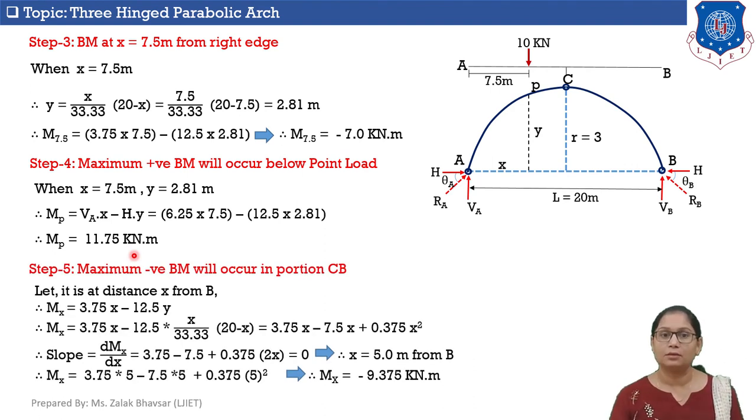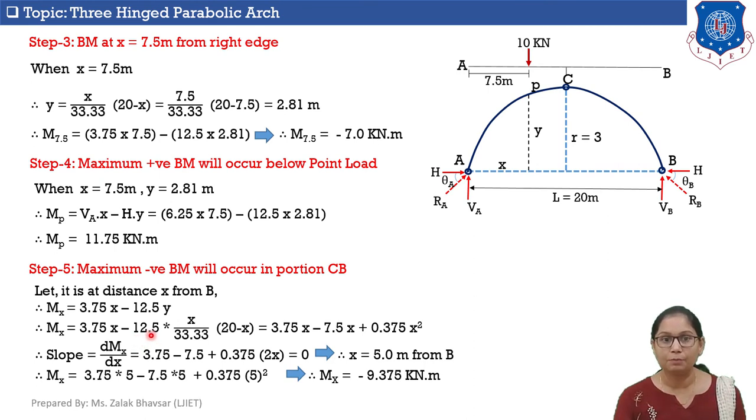Now let's move to the last step of our numerical, which is step number 5. In step number 5, we will calculate maximum negative bending moment that will occur in portion CB. So here in this given arch, maximum negative bending moment will occur in portion C to B. Let us assume that it is at a distance x meter from point B. So let's calculate Mx. Mx is equal to 3.75 into x, which is moment of this reaction VB from the point x which we assumed, minus moment of this reaction H about the point at distance x, which is 12.5 into y.